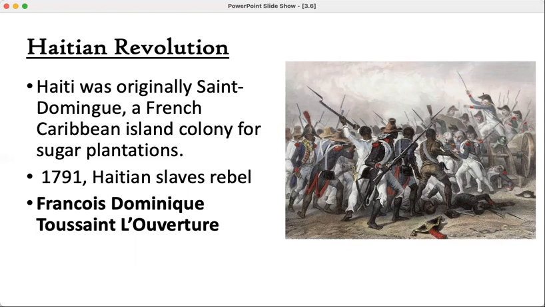Then in 1791, under the leadership of Francois Dominique Toussaint Louverture, again, forgive my pronunciation, the Haitian slaves rise up. Louverture is the leader of the Haitian Revolution and a former slave. This is our really only successful slave rebellion. And in part, it's because they're on an island. They will free the slaves. The rebelling slaves will destroy the plantations and the crops. They will murder the masters and the overseers.